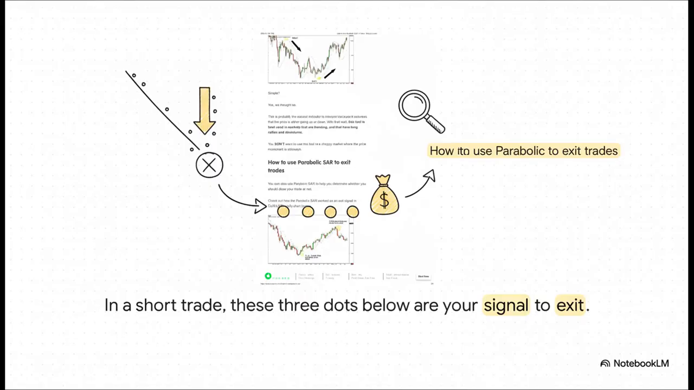So let's imagine you went short on this currency pair. You sold it, the dots are above the price, and your trade is making money. How do you know when to close it out? Easy. You just follow the indicator. The very second the dots flip and one appears below the price, just like you see here, that's your signal. Time to get out of that short trade and lock in your gains.